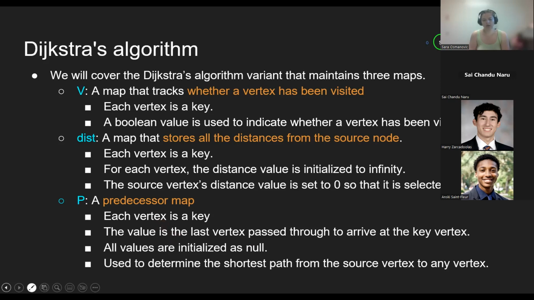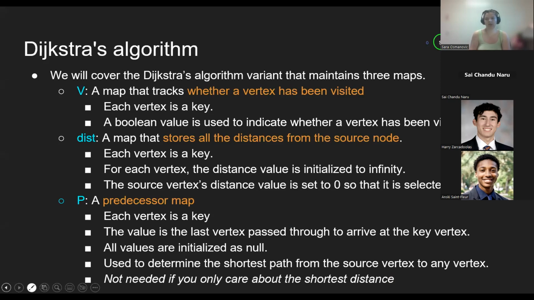It's usually used as a pair with the distance map. You don't care about the predecessor map if you're just looking for the shortest distance, not the exact path, but just the distance. So once again, think about what you need, what kind of properties you want, what kind of calculations you want, and then implement any of these.